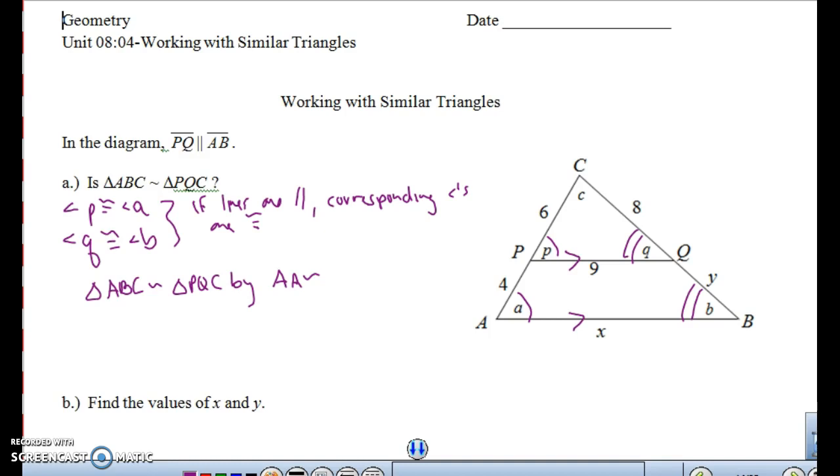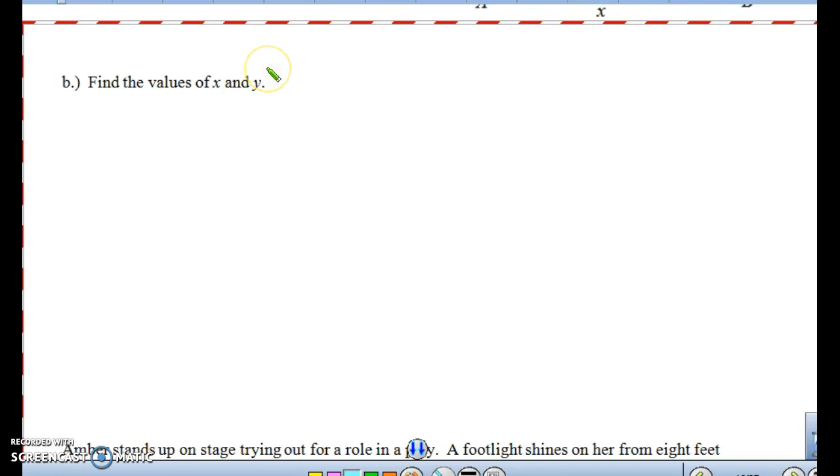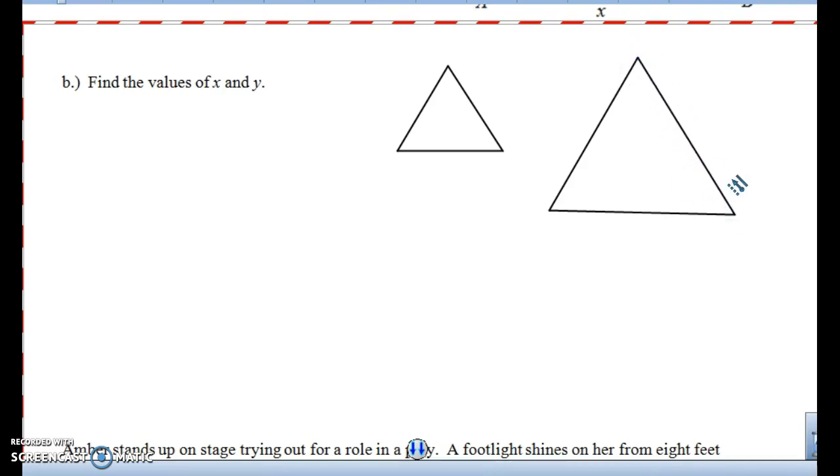All right, so now that we know that these two triangles are similar, we can actually find the values of X and Y using the two triangles. When you're doing a problem like this, the first thing that you want to do is draw yourself a picture. So the two triangles that I'm going to draw are PQC and ABC. So here's my little triangle PQC and my big triangle ABC. I'm going to draw them out separately because that really helps me see what sides I have and what sides I don't. Now, PQC was this triangle on top.